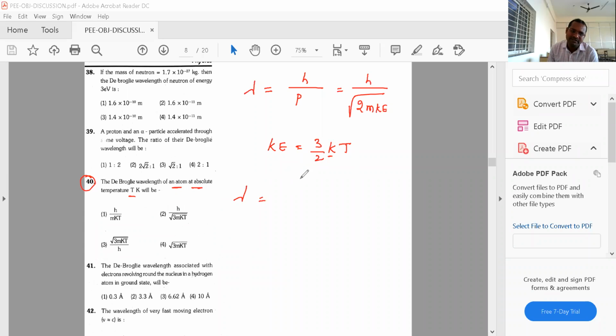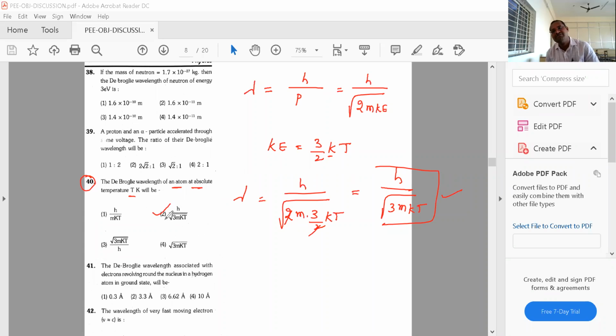You will get lambda equal to h upon root of 2 into mass of atom into kinetic energy, which is 3 by 2 kT, where k is the Boltzmann constant. These two cancel. You will get h upon root 3 m kT. Clear? Yes, this is the answer. Remember this formula. It will be useful for solving problems also. They will give different temperatures, the same molecule at different temperatures, and ask you the ratio of the de Broglie wavelength. You need to find it. Option 2 is the right answer. Got it, students? Clear?